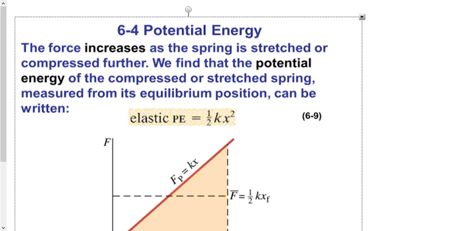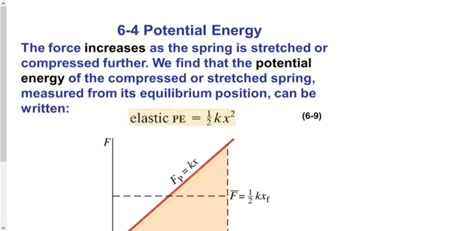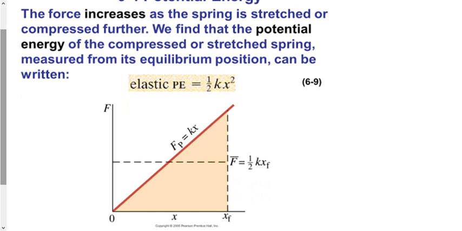The equation for elastic potential energy is 1/2 kx squared. So again, notice that as you displace it further, the potential energy will increase at an exponential rate. And again, if you were to graph the force versus displacement, the work done to displace that spring some distance will be the area underneath this.